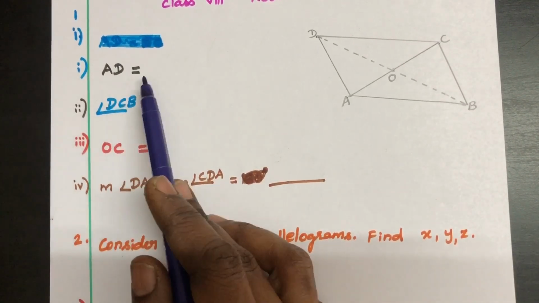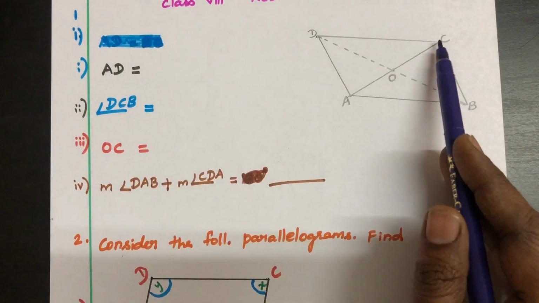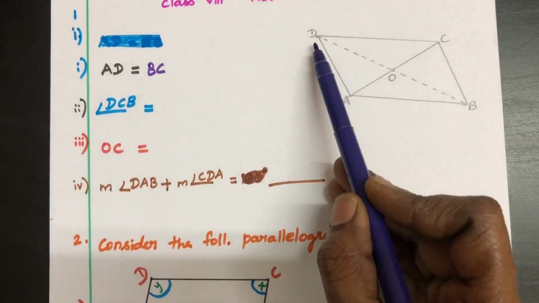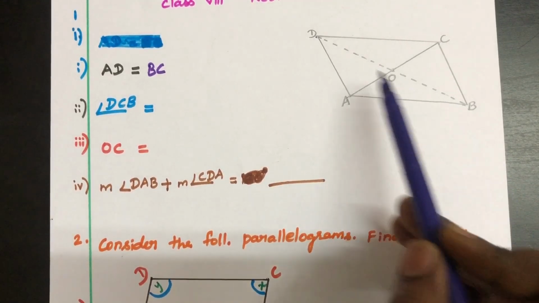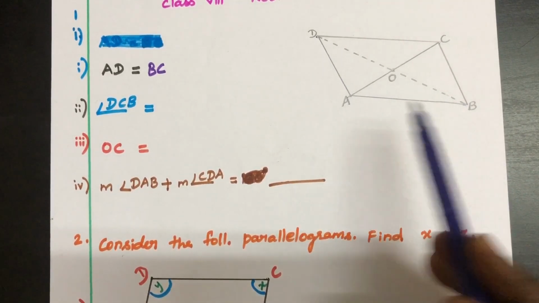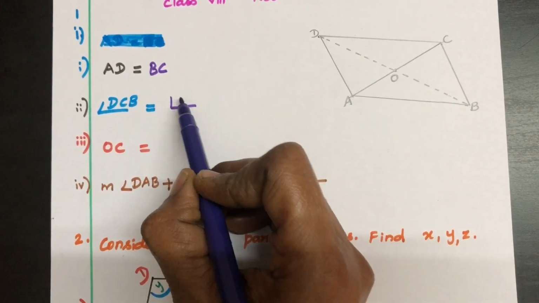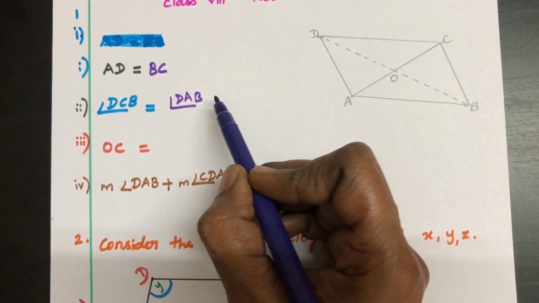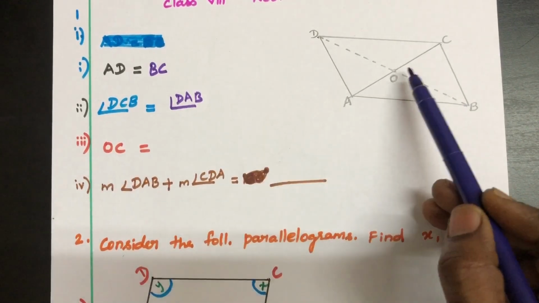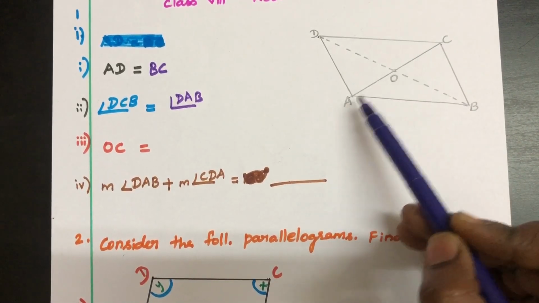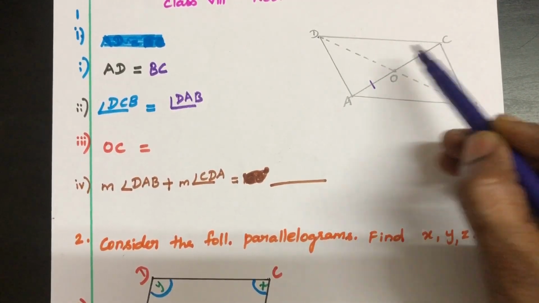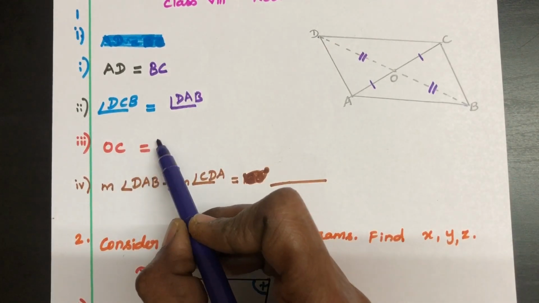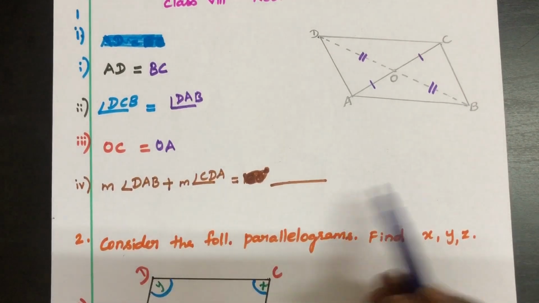Okay. So, AD must be equal to BC. Angle DCB equals angle DAB. Opposite angles are equal always. DAB or angle BAD, whatever you can tell. Next, OC. This OC is equal to OA because the diagonals bisect each other. So, OC is equal to OA. If you know the properties, these are all very easy for you.